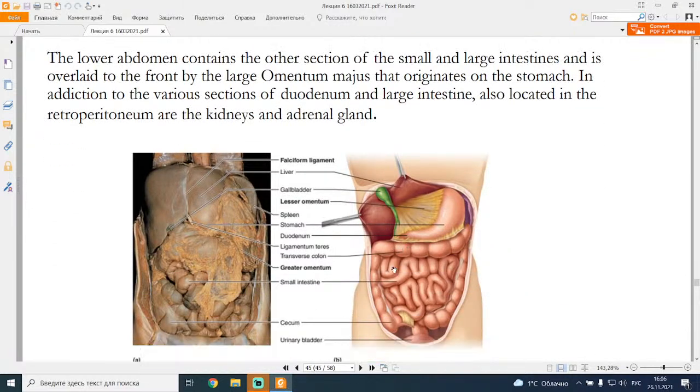The lower abdomen contains the other sections of the small and large intestines and is overlaid to the front by the omentum majus, which originates on the stomach. In addition to the various sections of the duodenum and large intestine, also located in the retroperitoneum are the kidneys and adrenal glands.